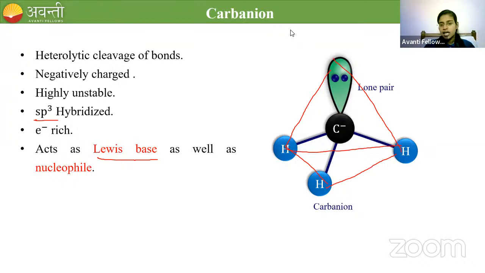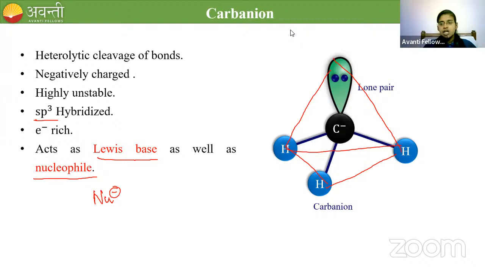And so it can act as a Lewis base, as well as it is a nucleophile. Nucleophiles are electron-rich species. Carbanion is electron-rich in nature, so that's why it acts as a nucleophile. Clear? So these are the informations about the carbanion. Hybridization is very important.